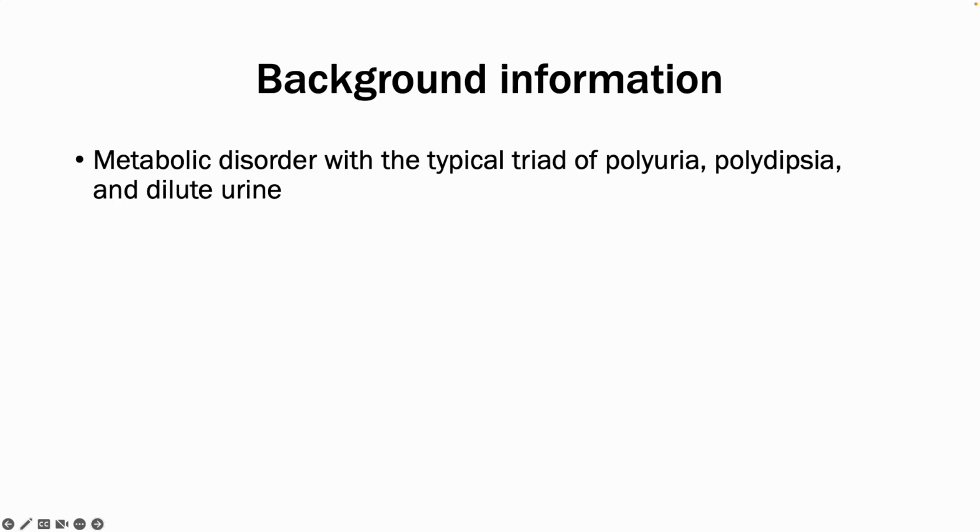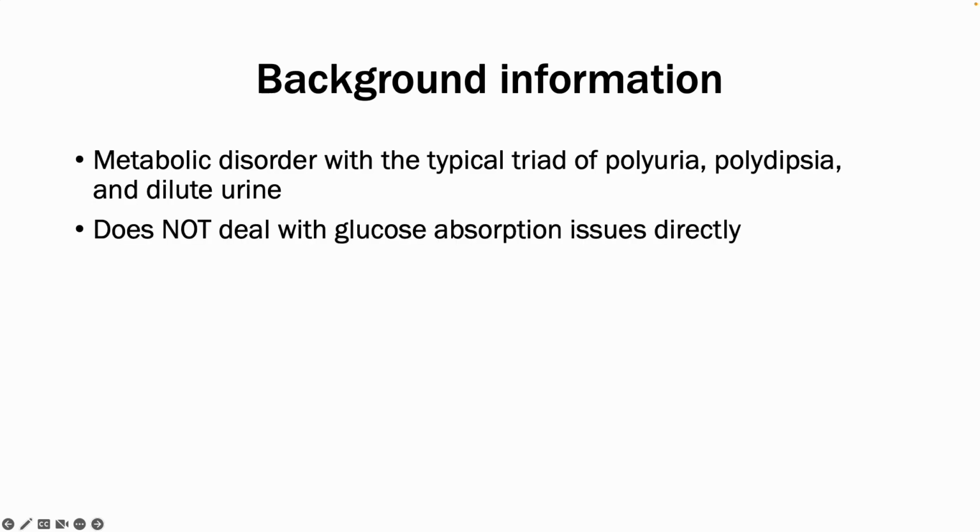For some key background information, diabetes insipidus is a metabolic disorder which typically presents with the triad of polyuria, polydipsia and dilute urine. So a patient pees a lot, drinks a lot, but the pee is still very dilute. It does not deal with glucose absorption issues directly, such as the other types of diabetes, such as type 1 or type 2 diabetes. There are no issues with insulin, despite the name.